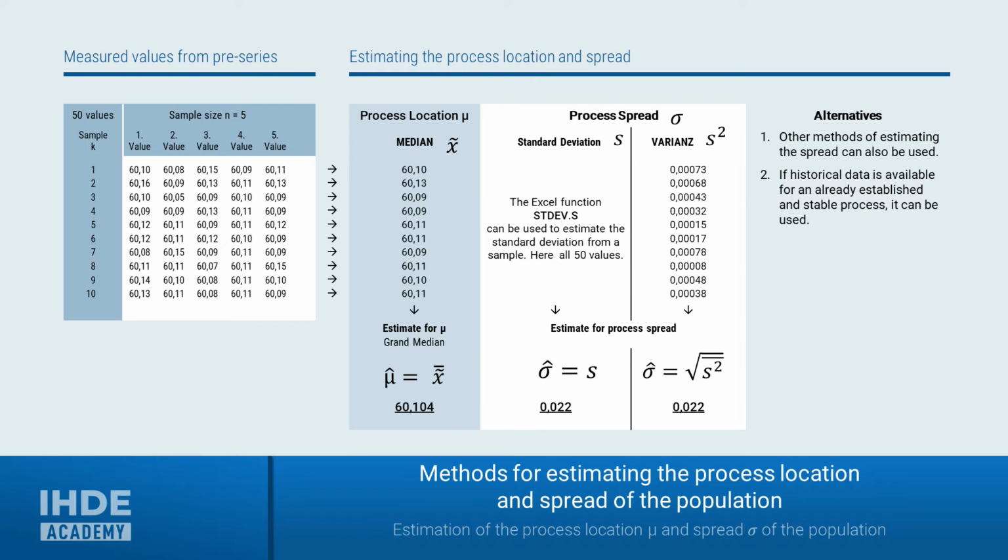Now the standard deviation has to be calculated on the basis of the same measured values. This can be done, for example, with MS Excel and the function stdev.s. However, there are other methods that can be used to estimate the standard deviation. The standard deviation of the 50 samples is 0.022 mm.